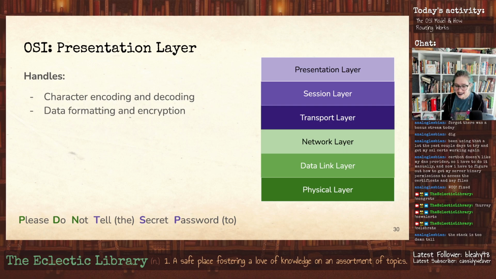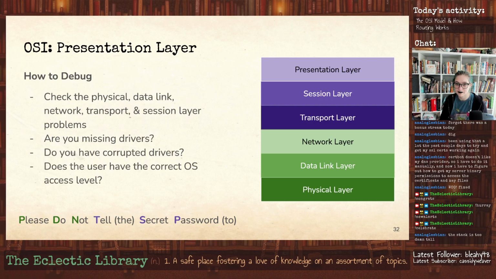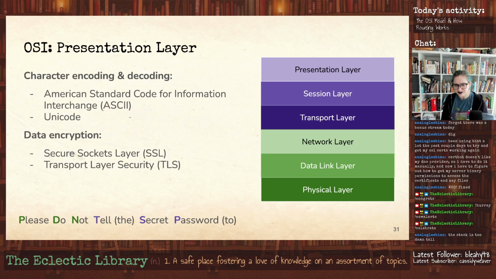So, presentation layer. This is what handles character encoding and decoding, and also handles data formatting and encryption. So for the character encoding and decoding, that's going to be, are you using ASCII? Are you using Unicode? Which are just standard ways of encoding letters. So turning letters and emojis and all those kinds of things into bits. How are you doing that? That gets handled at the presentation layer. And then data encryption. So SSL or TLS is also handled at the presentation layer.